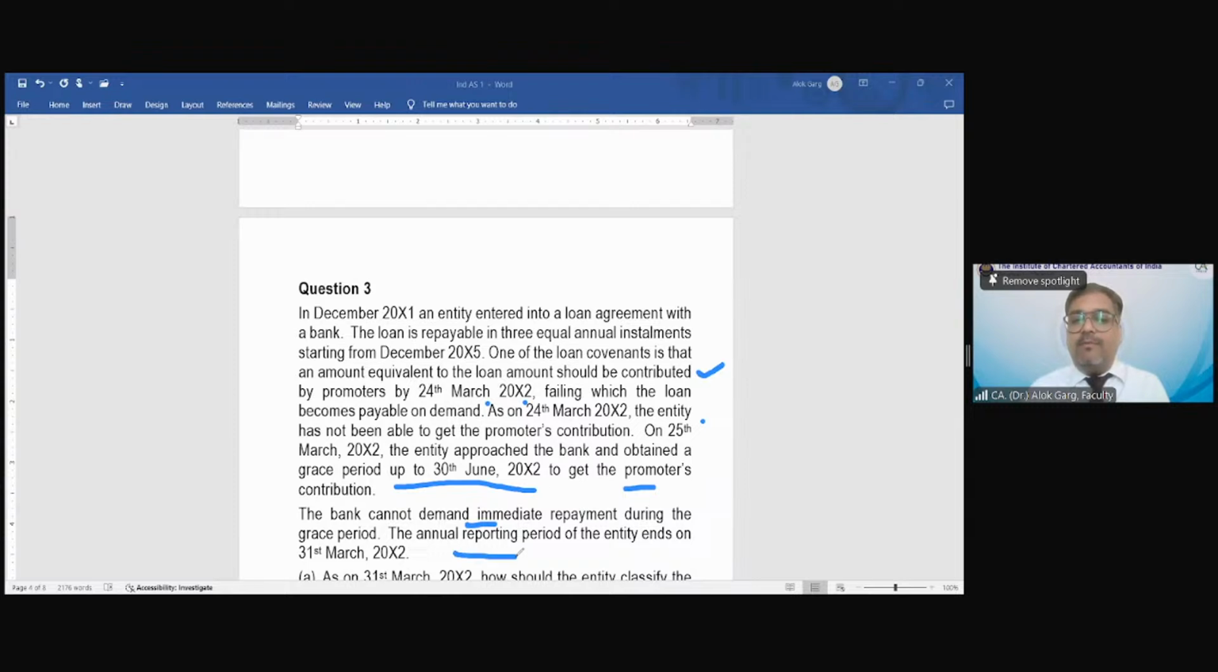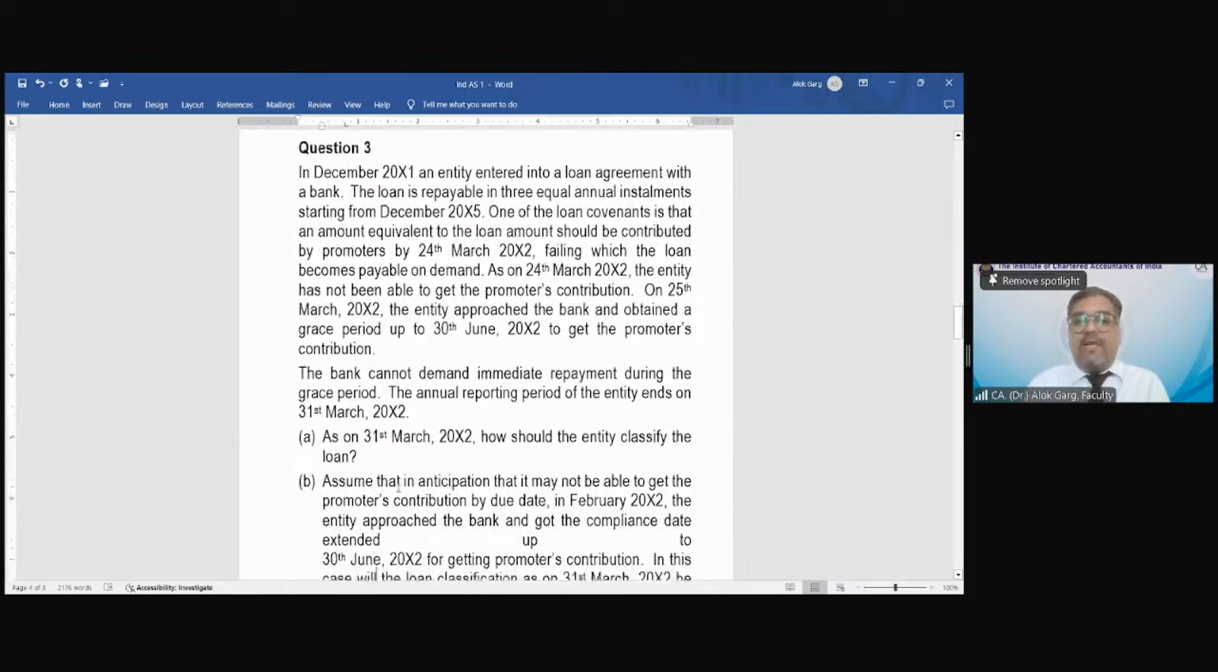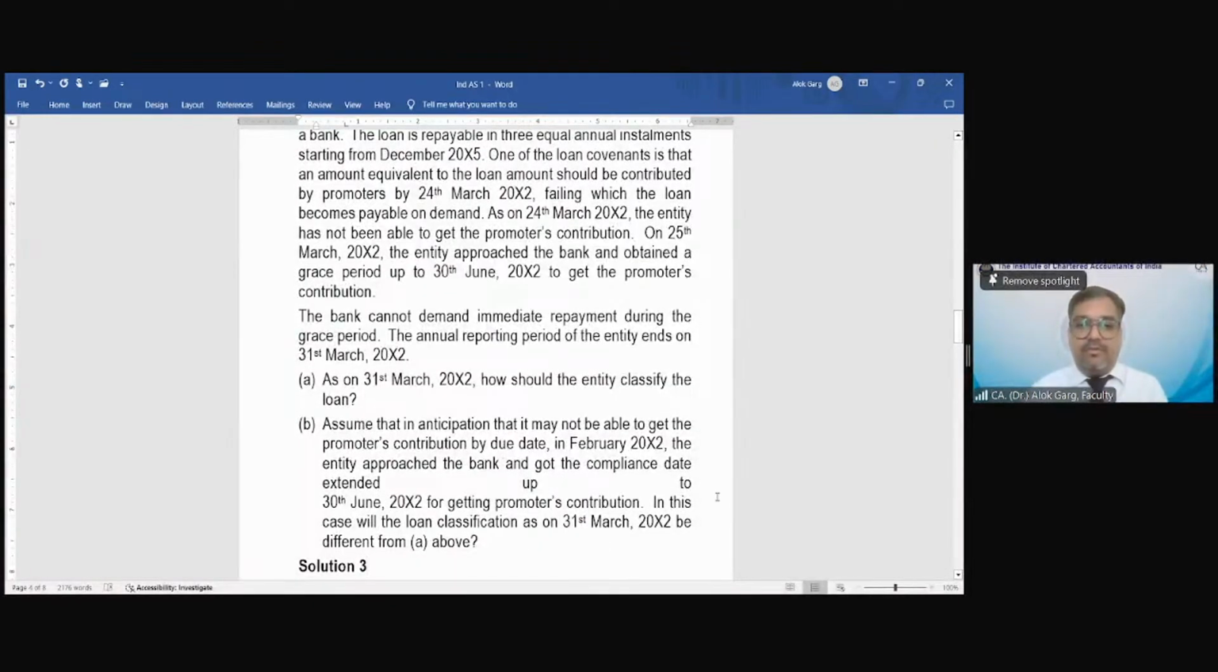The annual reporting period of the entity ends on 31st March 20x2. Okay. Now, as on 31st March 20x2, how should the entity classify the loan? What is the classification of this loan? The loan is repayable on demand, right? The loan was repayable on demand.